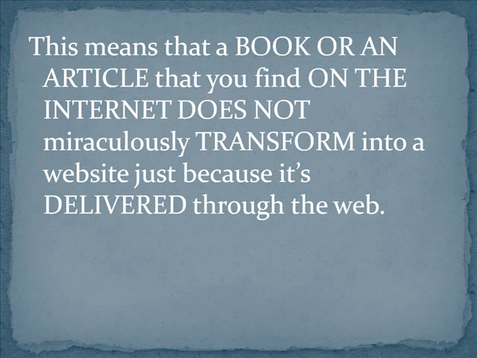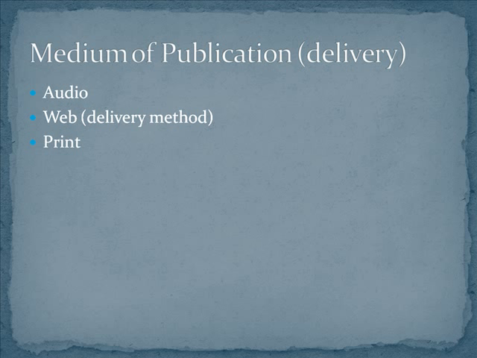So like money is always money, a book or an article that you find on the internet does not miraculously transform into a website just because it's delivered through the web. Therefore, no matter what medium is used to publish a source, the original format remains. Books can be in audio form, but they can also be published electronically. Remember, a book is a book and an article is an article, no matter where it's published.